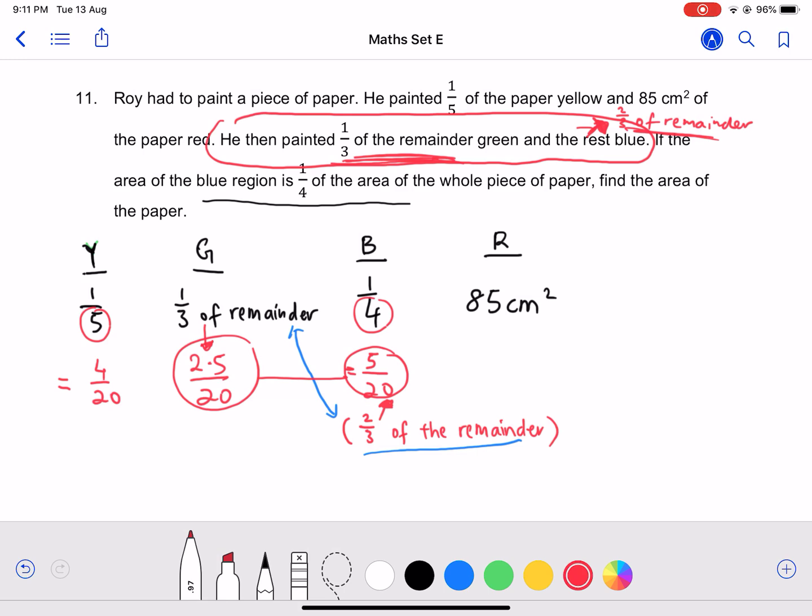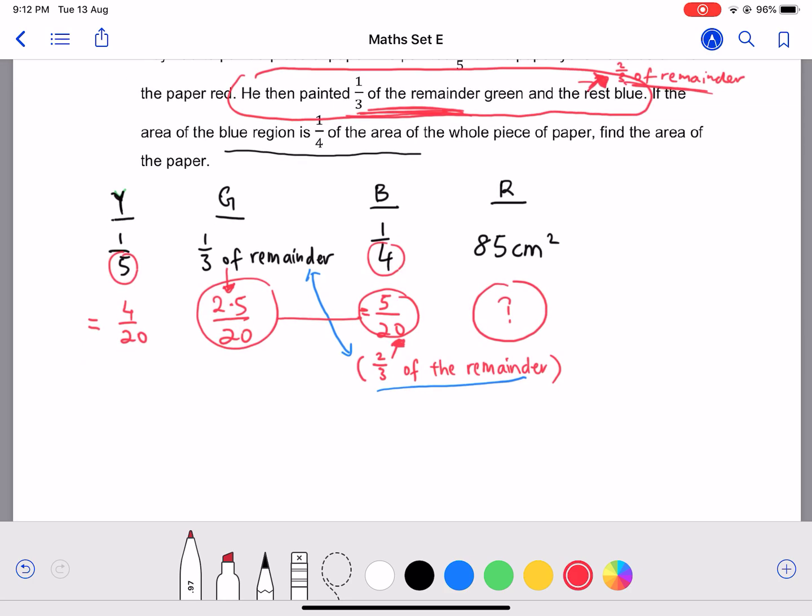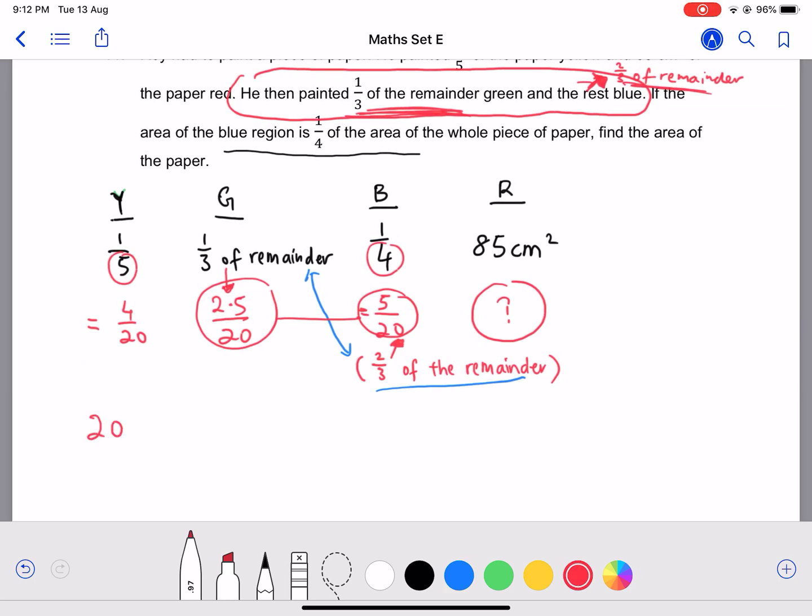There I have it. Now, although this fraction looks very weird, at least I have one more fraction coming out. And if this fraction comes out, then there will be another fraction that can come out from here. Because now I know 20 units is the total units, minus 4 units from the yellow, minus 2.5 from the green, minus 5 from the blue. I will be able to get the red, which is 8.5 units. So this is 8.5 over 20.